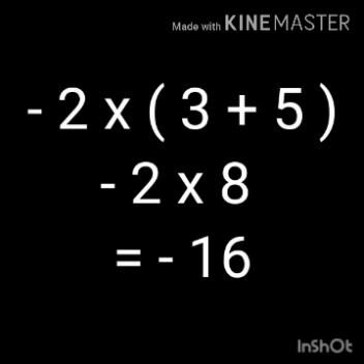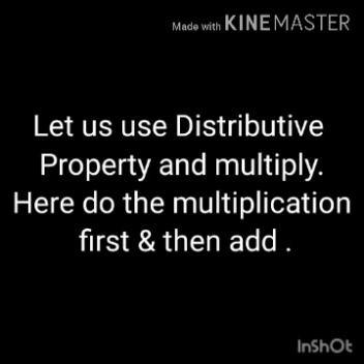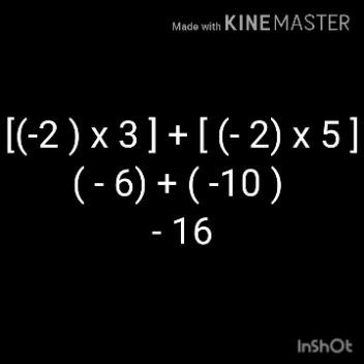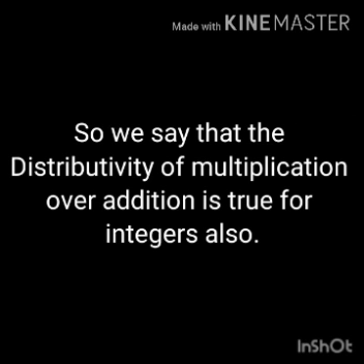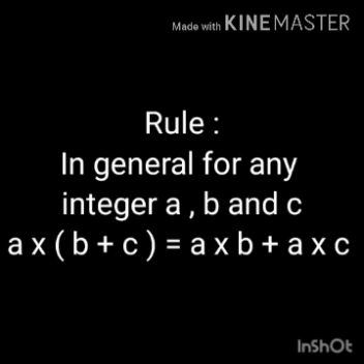Let us check if this is true for integers also. Minus 2 into 3 plus 5 in bracket. So minus 2 into 8 gives us minus 16. Now let us use distributive property and multiply. Here do the multiplication first and then add. Minus 2 into 3 in one group plus minus 2 into 5 in another group. Minus 2 into 3 gives us minus 6 plus minus 2 into 5 gives us minus 10. That gives us minus 16. So we say that the distributivity of multiplication over addition is true for integers also. In general, for any integers a, b and c, a into b plus c is equal to a into b plus a into c.